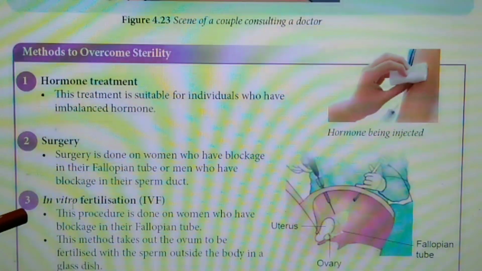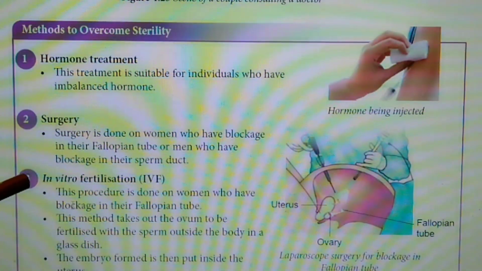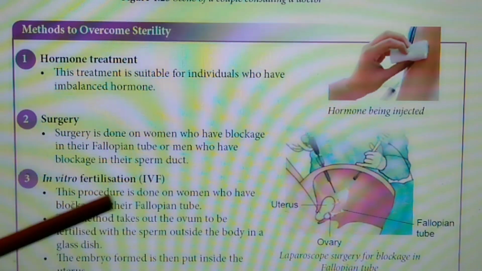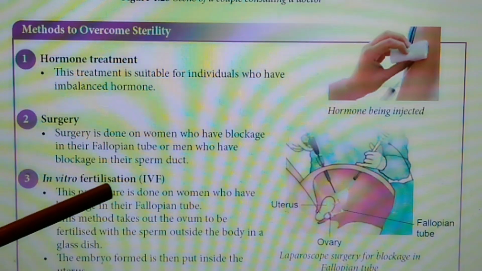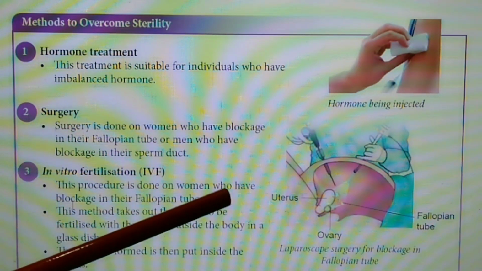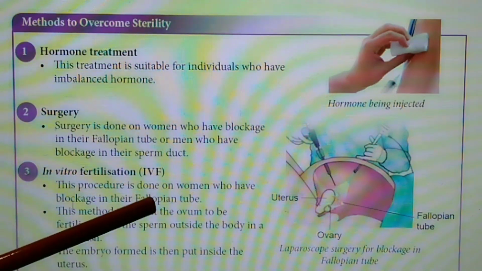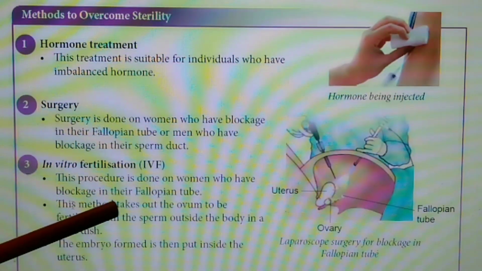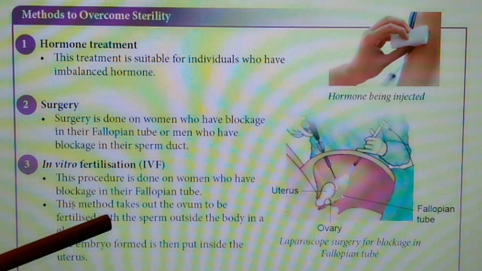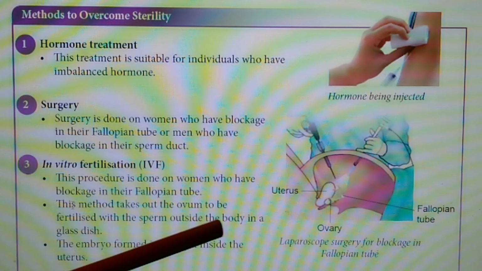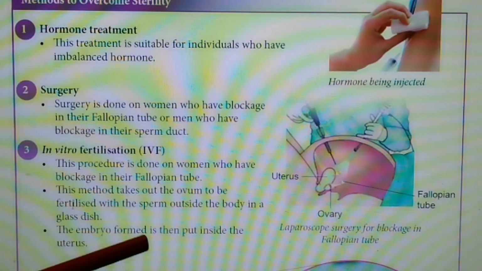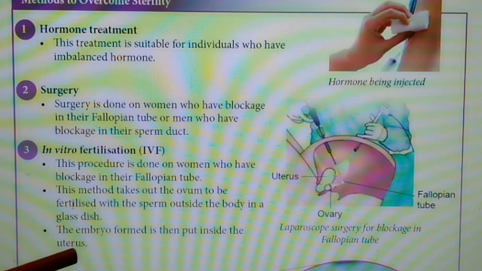Third one is the method of in vitro fertilization or IVF. This procedure is done on women who have blockage in their fallopian tube. This method takes out the ovum to be fertilized with the sperm outside the body in a glass dish. The embryo formed is then put inside the uterus.